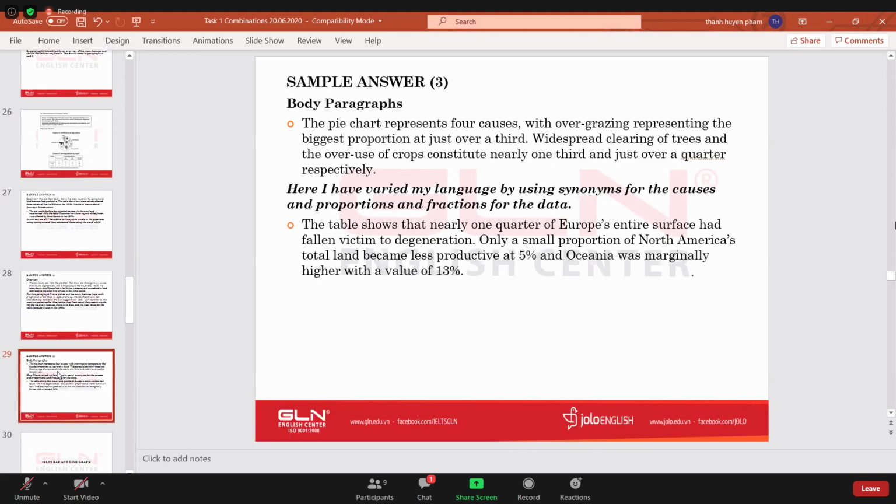Now, in the table, we've kept the percentages. So the table shows that nearly 1/4 of Europe's entire surface had fallen victim to degeneration. Only a small proportion of North America's total land became less productive, less than 5%, and Oceania was marginally higher with a value of 13%. So I've used a comparative expression, marginally higher.